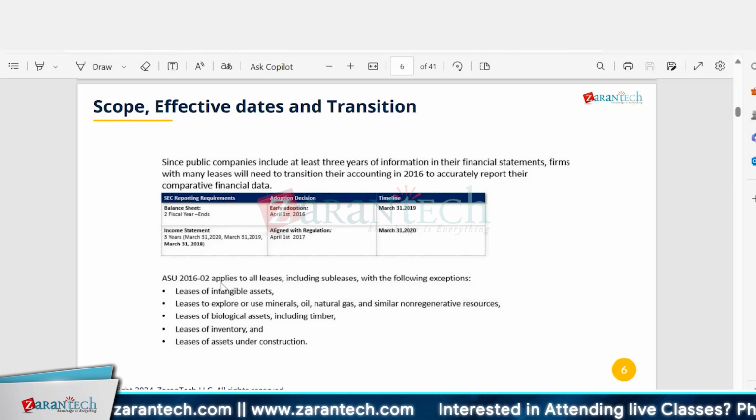Moving forward, ASU 2016 Topic 842 applies to all leases including subleases with the following exceptions: leases of intangible assets, leases to explore or use mineral, oil, natural gas, or similar non-regenerative resources, leases of biological assets including timber, leases of inventory, and leases of assets under construction. Okay.